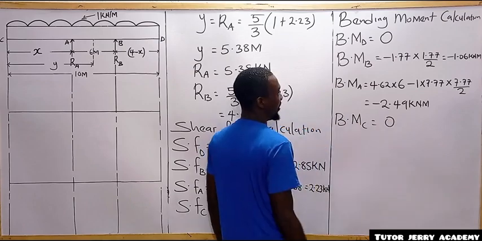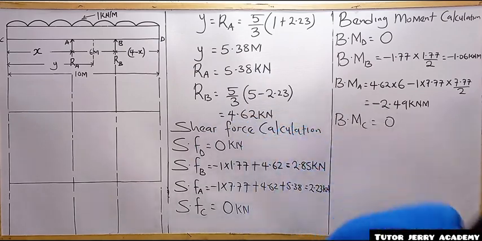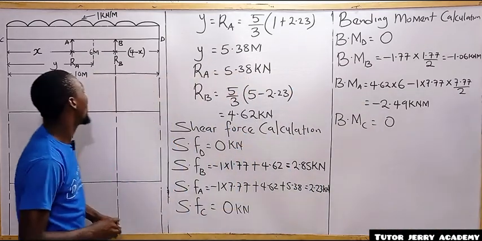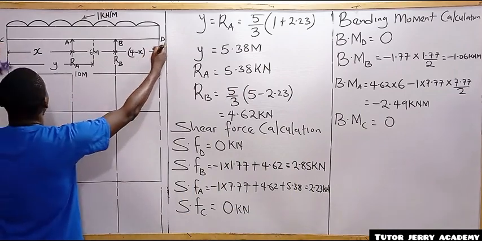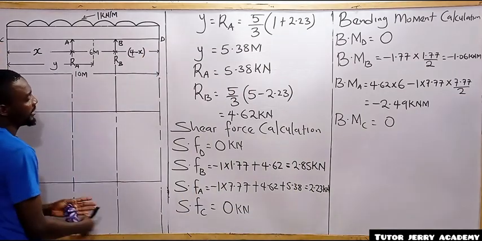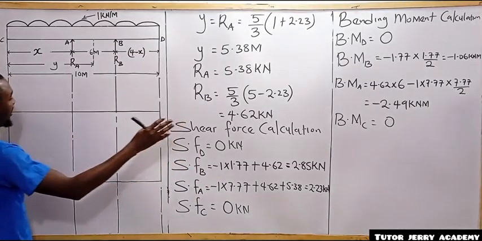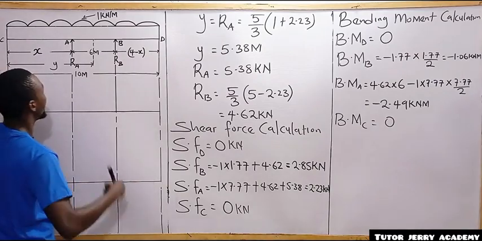And the bending moment at point C, it is an overhanging beam, is going to be 0. I've explained this concept in our introduction class, that if we have an overhanging beam, the bending moment at the free end is going to be 0.